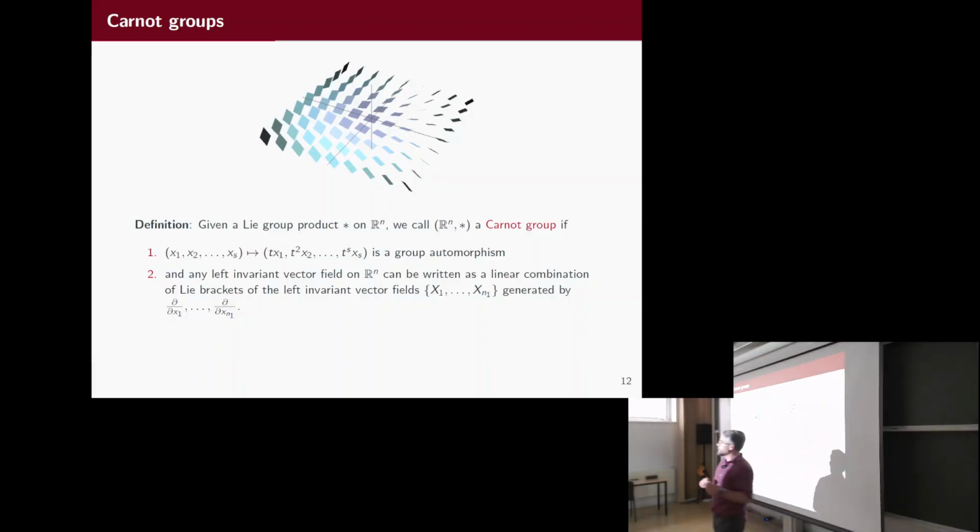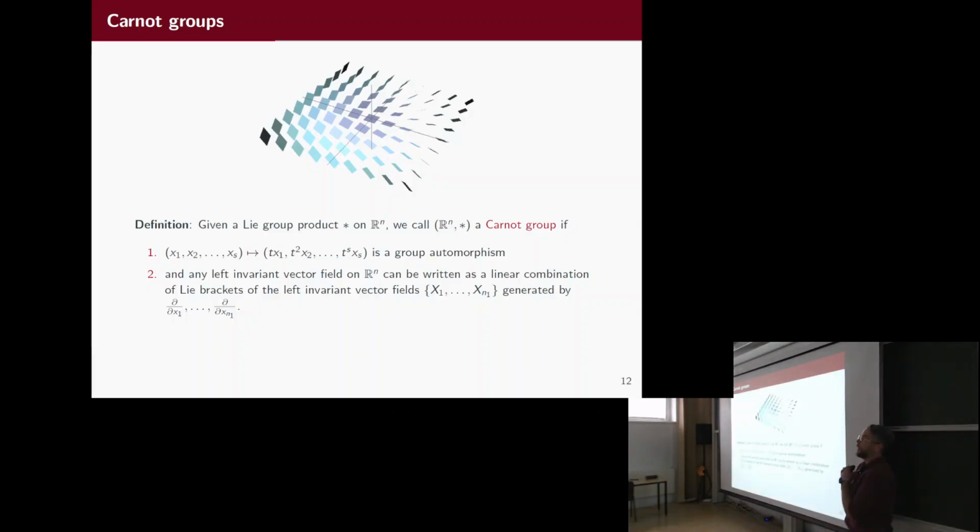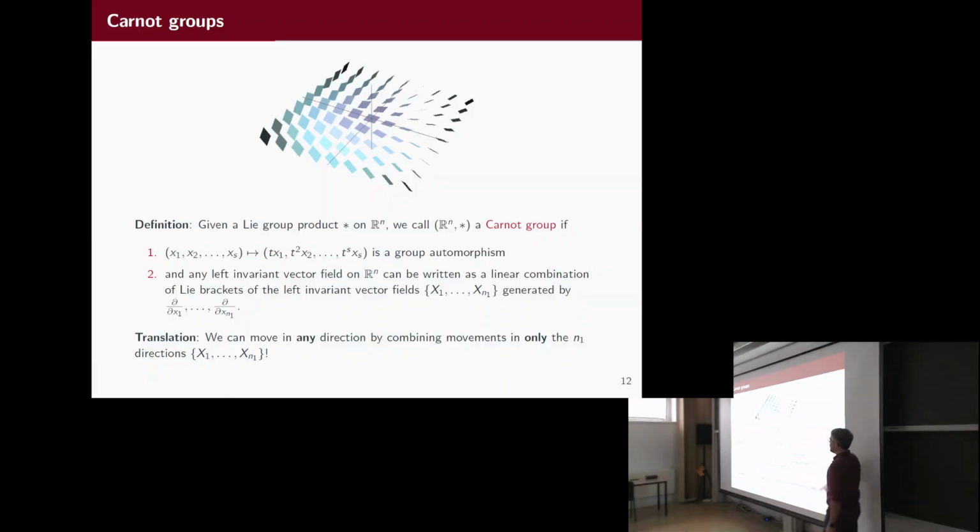You can talk about the Lie groups. I'm talking about Lie brackets, that kind of stuff. So there is Lie theory happening here. I'm brushing over a lot of that just to save time, but there's a lot of cool stuff happening in the background here. The translation of number 2 right here is we can move any direction we want by combining movements in only the first n1 directions. You only look at motion through these planes, and you can get wherever you want in R3, turns out. Okay? So I'll talk more about that in a minute.